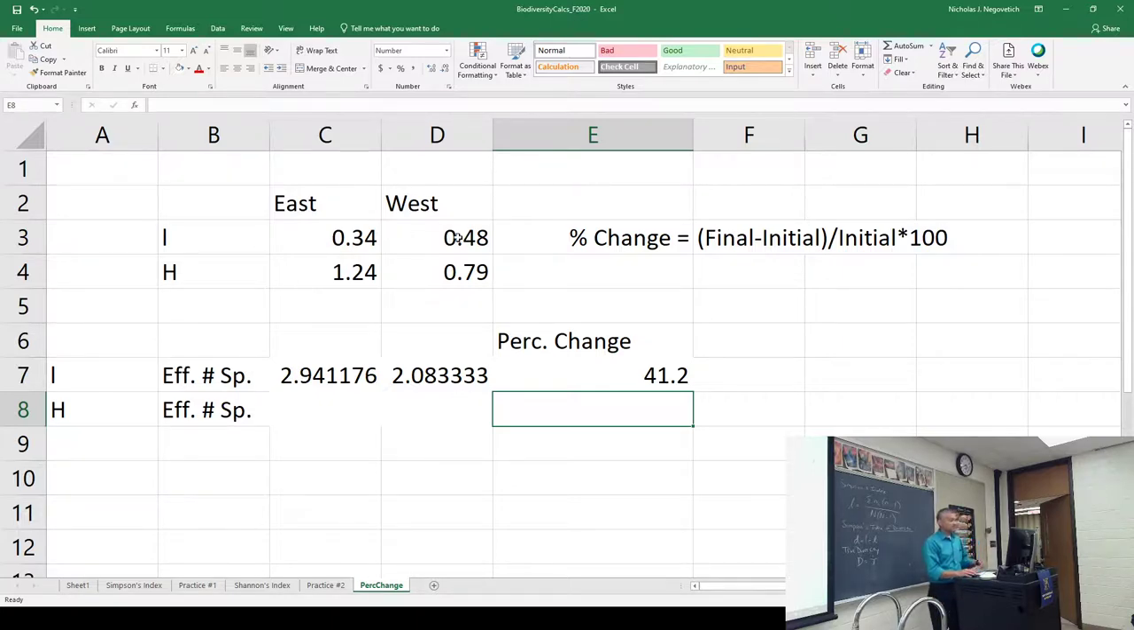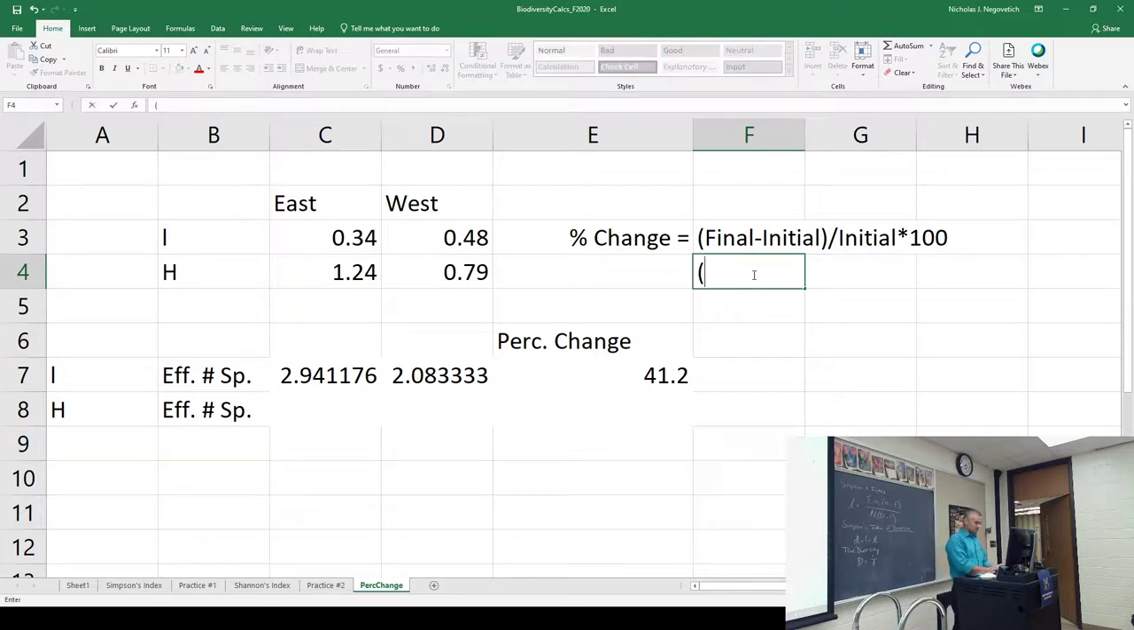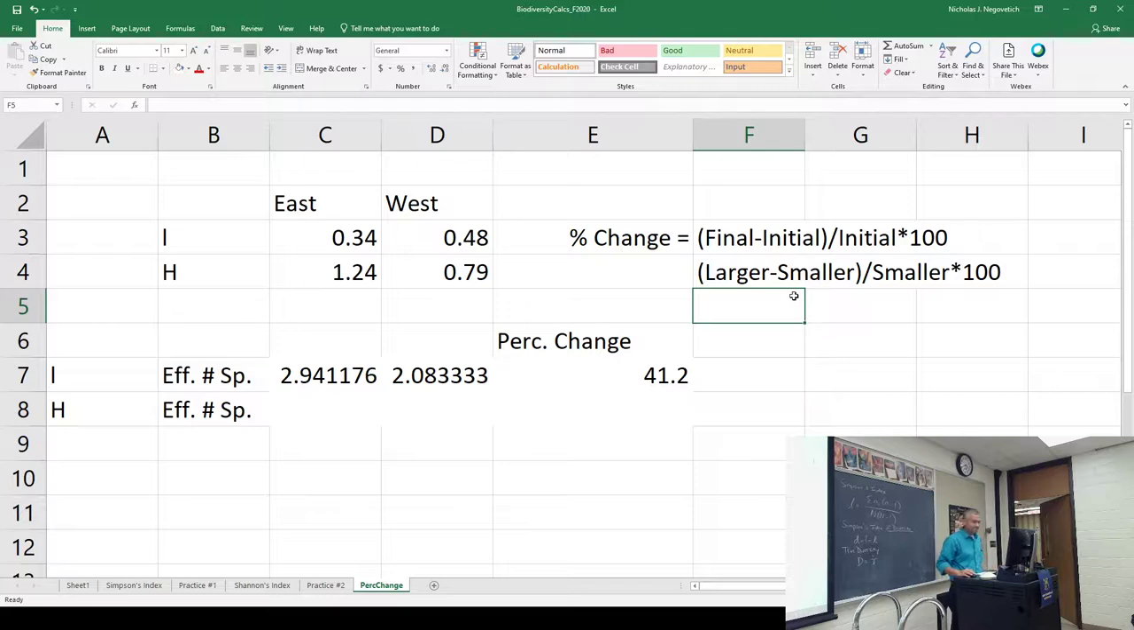And that's different than if we tried to use this measure. We wouldn't get that 41.2. So I'm going to change this. So this is larger minus smaller divided by smaller times 100. All right. So that's for Simpson's.